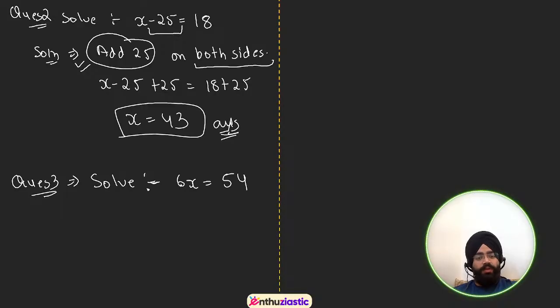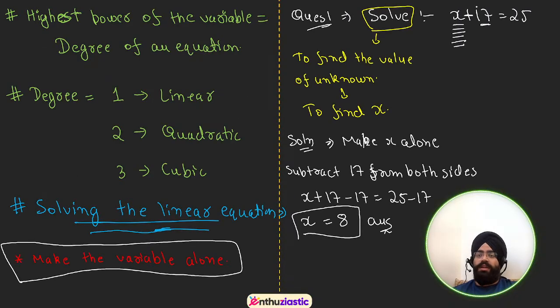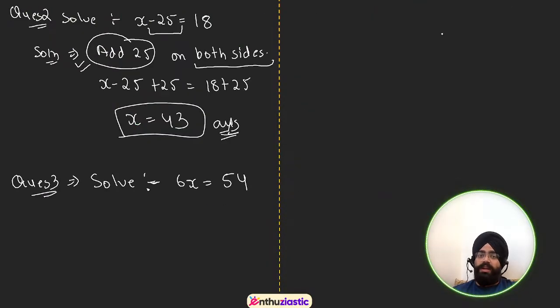If there is a subtraction sign between x and 25, we can say that both of them are getting subtracted. There is an addition sign between x and 17, so we can say that both of them are getting added. If there is no sign between a number and a variable, we can say that both of them are being multiplied. There is a multiplication sign between them. Let me write it down here. So 6x means 6 multiplied by x.